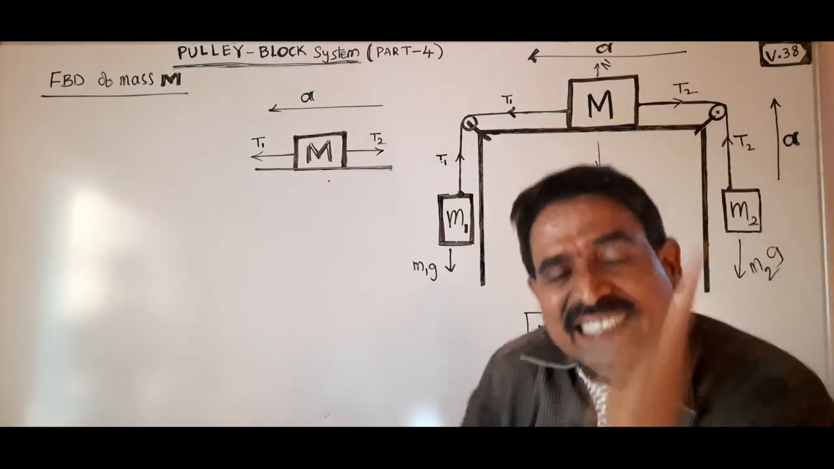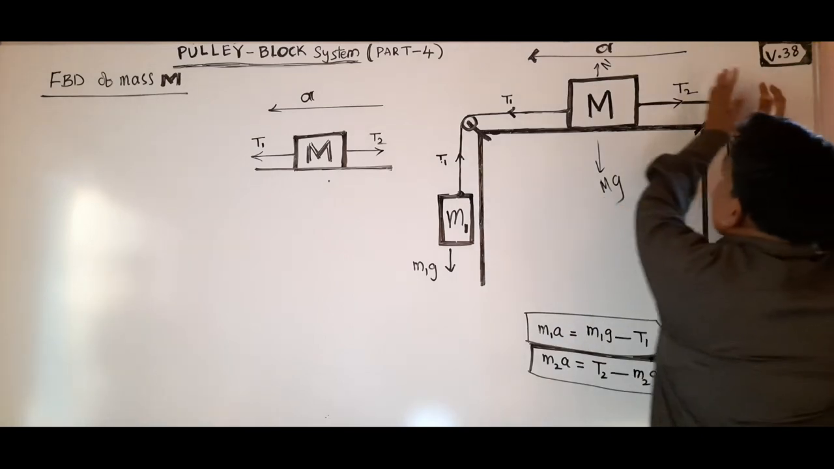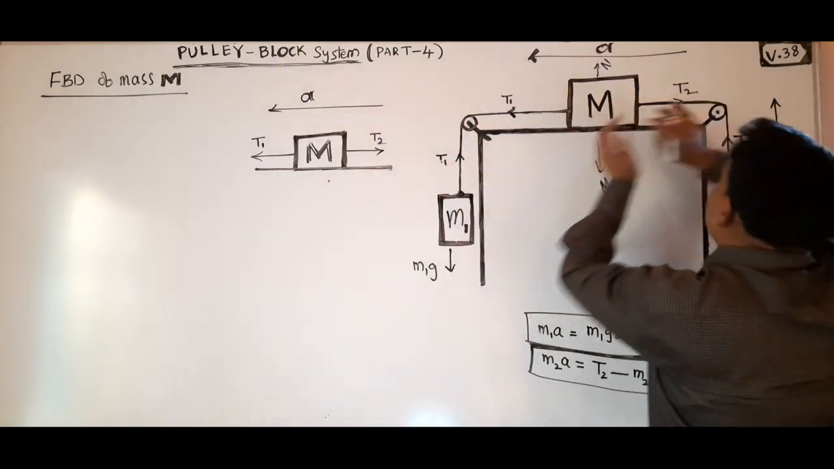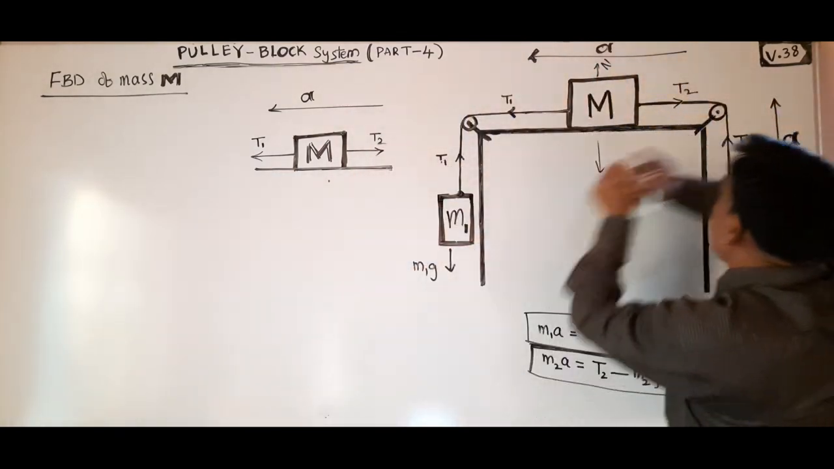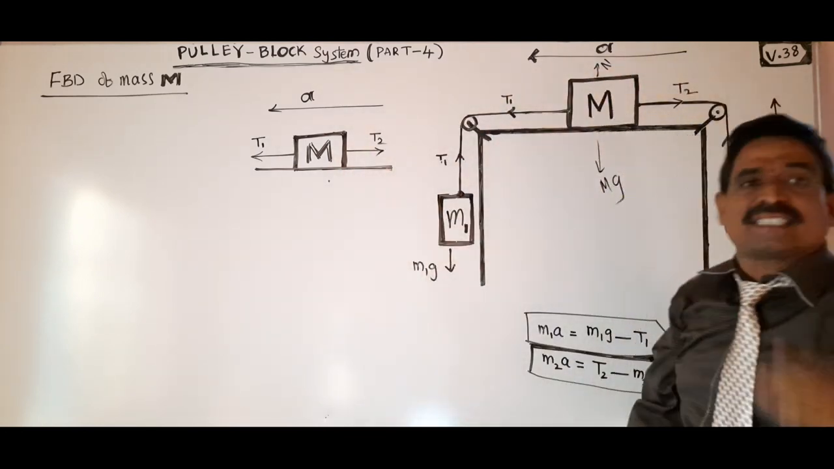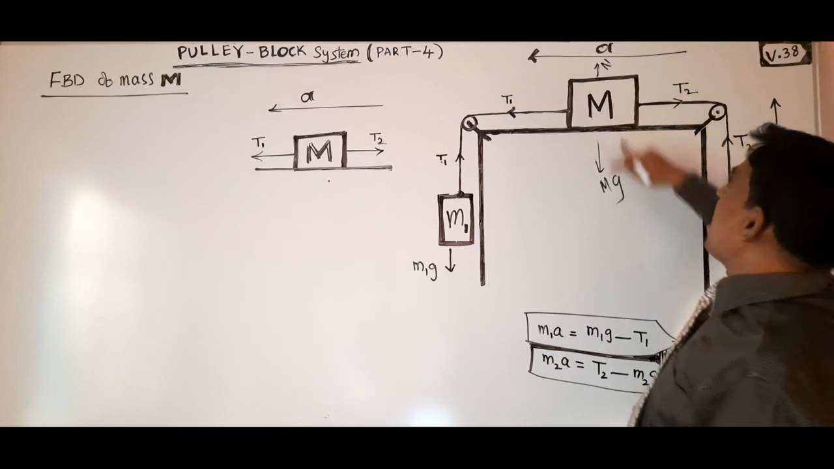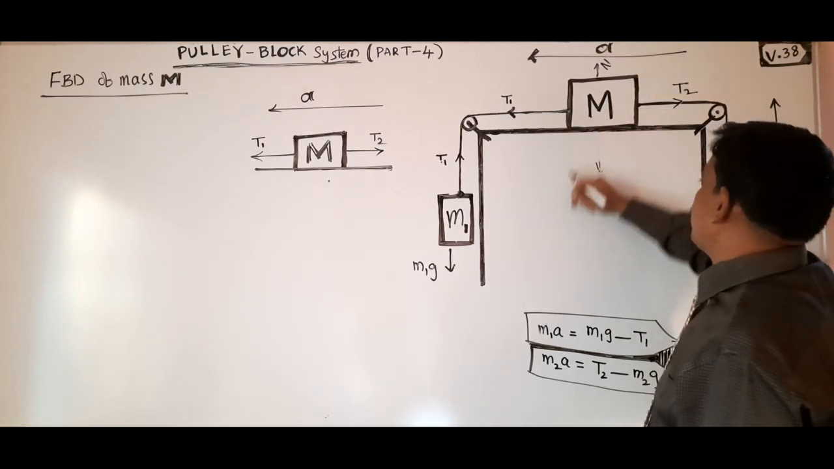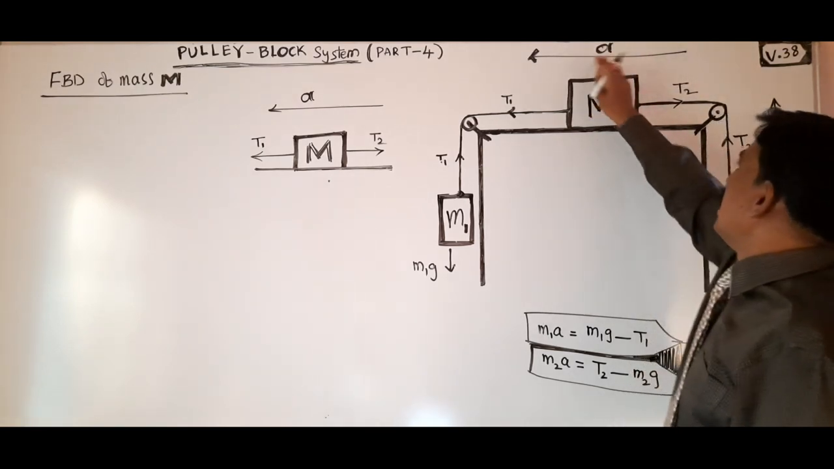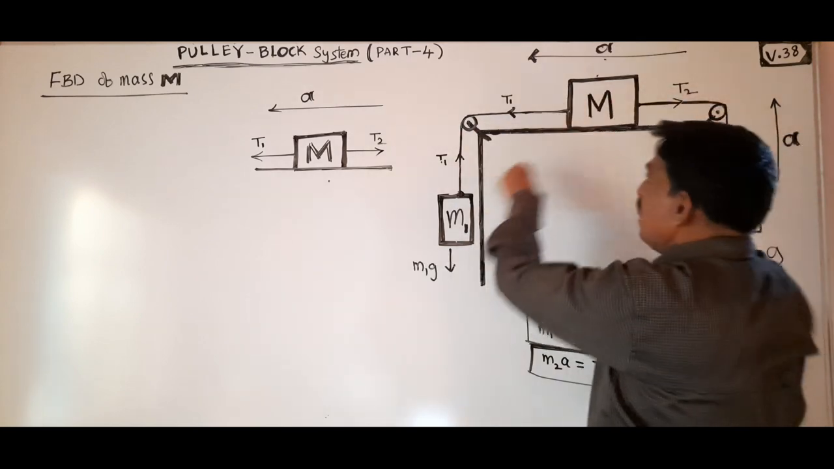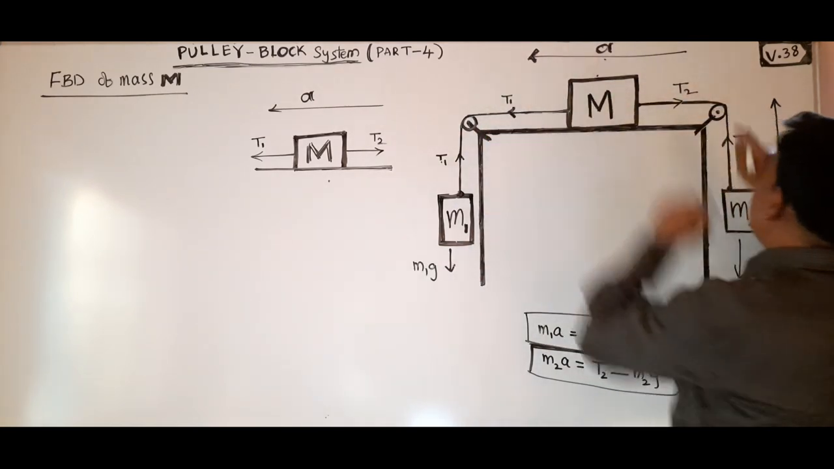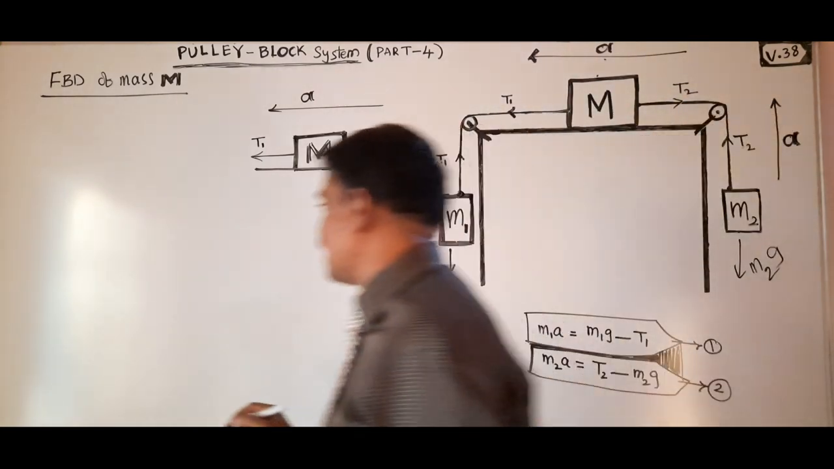Forces should be considered in the direction of motion. The block is moving horizontally. You take the horizontal forces. Don't consider these two forces. The reason is this block is not moving in this direction. Here, the block is moving left side. Left side force is more. Right side force is less.